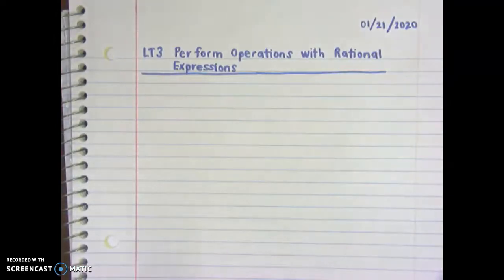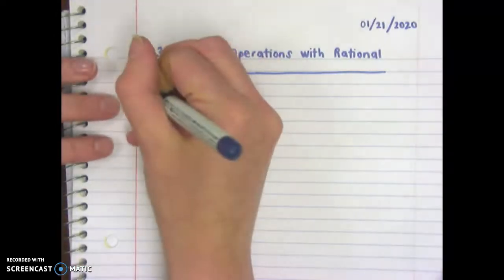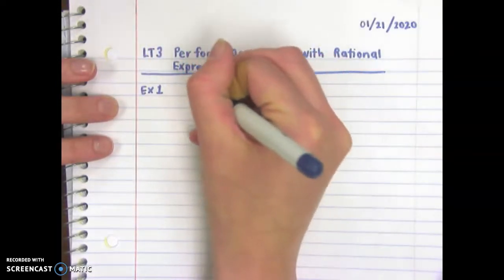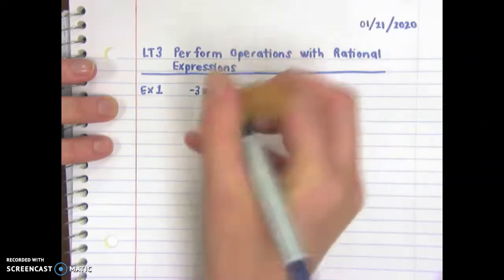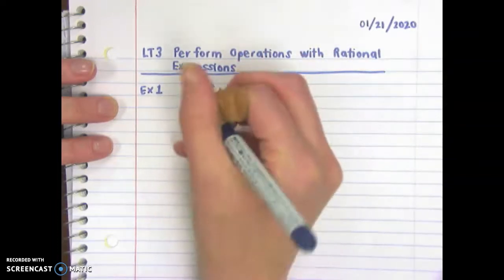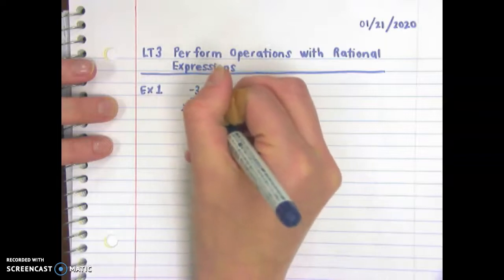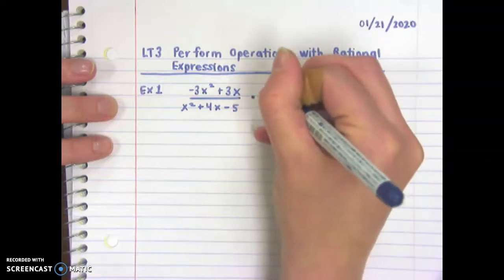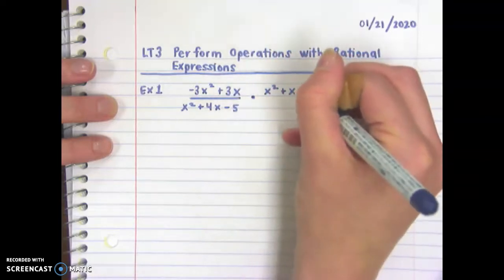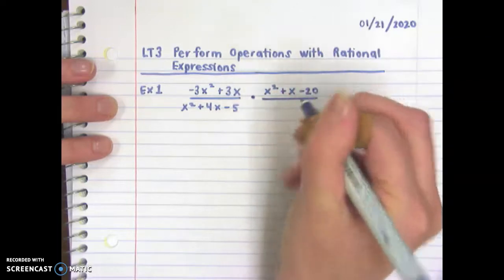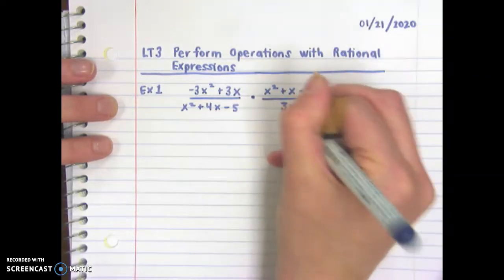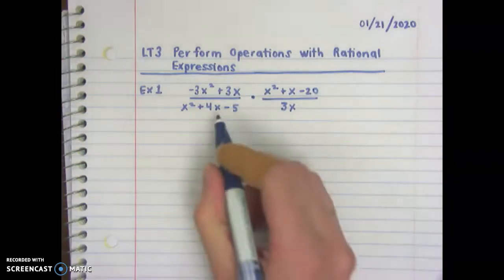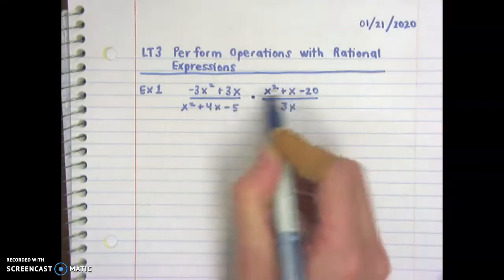Our first example for multiplying with rationals is negative 3x squared plus 3x divided by x squared plus 4x minus 5, times x squared plus x minus 20 divided by 3x. So to multiply these two rational expressions, we multiply straight across.